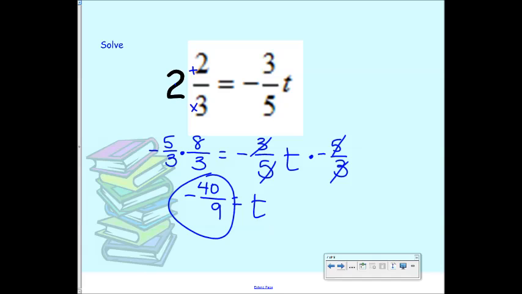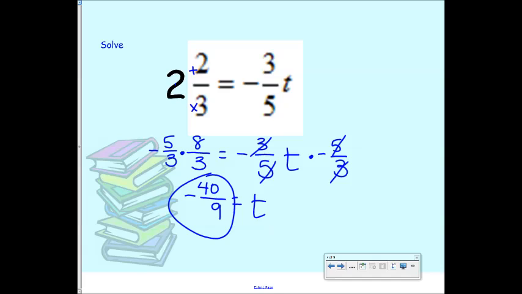So the only wrench, the only thing that changed when you had a mixed number was what was your first step? Making it an improper fraction. And we do that because otherwise, how do you find the reciprocal of something? You can't do that unless it's in like just standard fraction form.